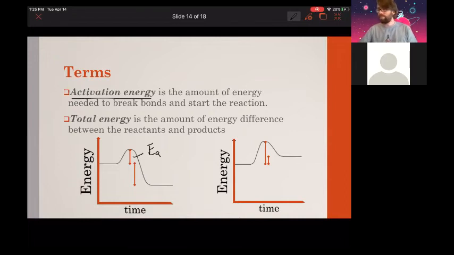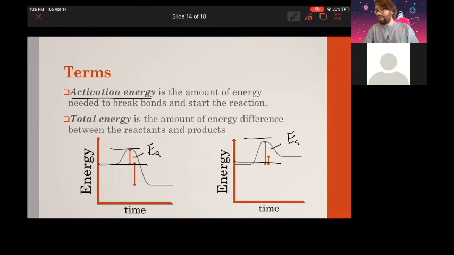Activation energy. Here, this graph has a little bit of a higher activation energy, right? It's the height from the first part to the top of the hill. Wow, that was a terrible attempt at those lines, but just bring them down a little bit.